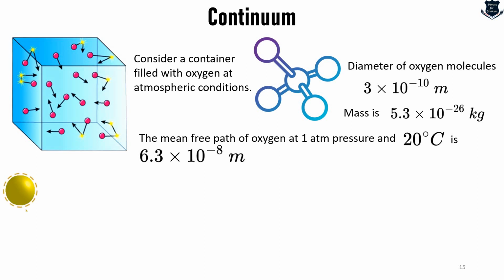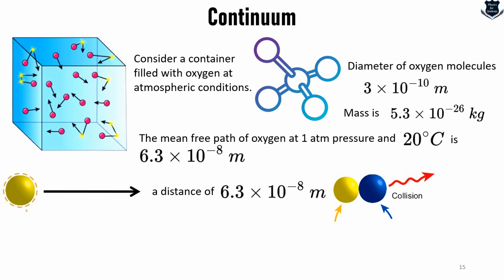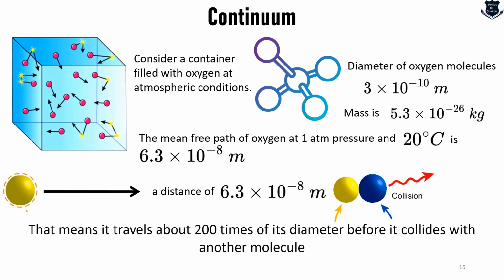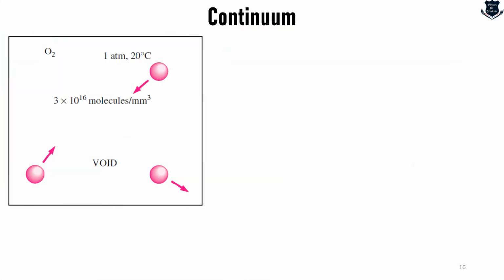That means this particular oxygen molecule takes a time to travel a distance of 6.3 × 10^-8 m, which is about 200 times its diameter, till it collides with another molecule. So it travels about 200 times its diameter before it collides with the blue molecule. This is just an example to help you understand how distances and so on are treated in terms of mathematically simple equations.